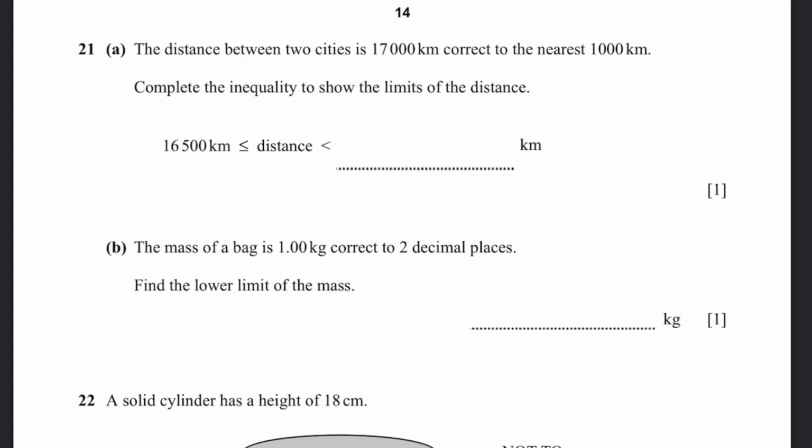A. The distance between two cities is 17,000 kilometers, correct to the nearest 1,000. Complete the inequality to show the limits of the distance. 16,500 kilometers is less than or equal to the distance, which is less than dash.